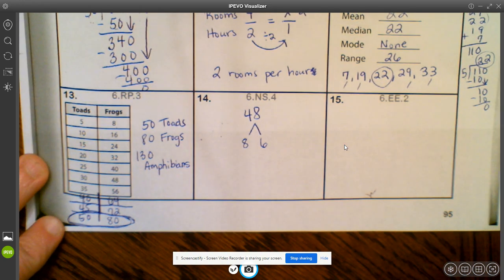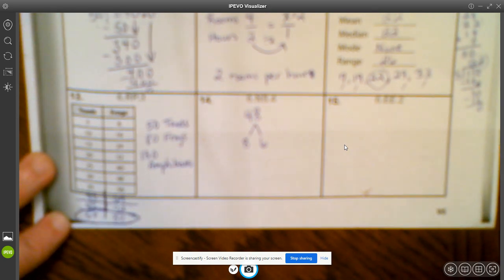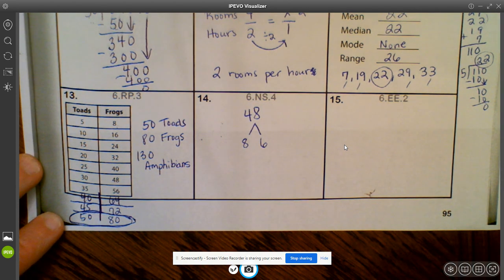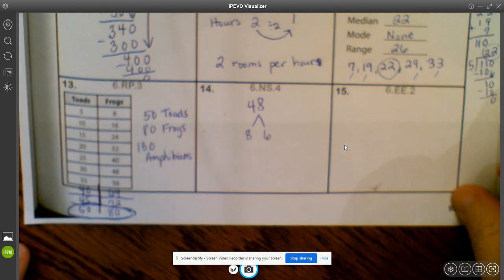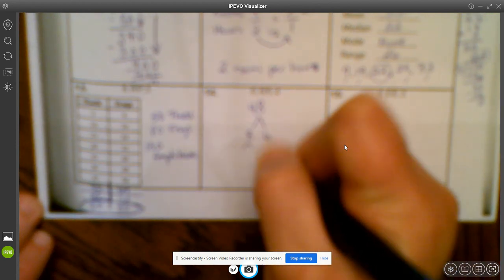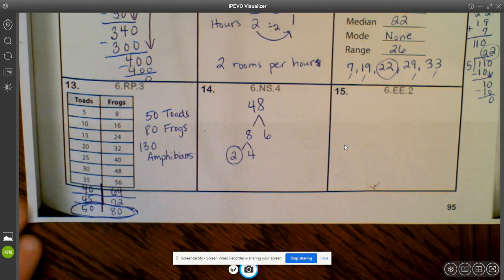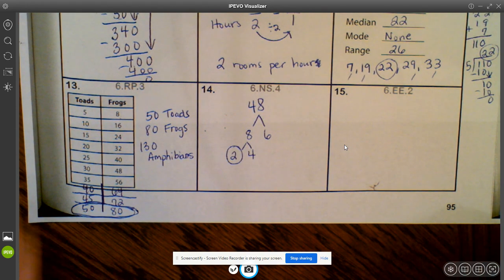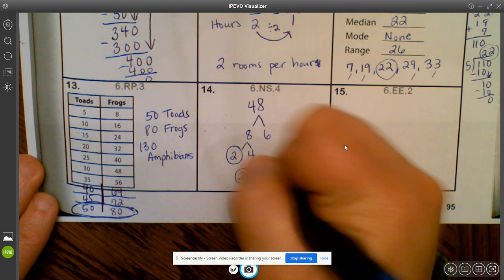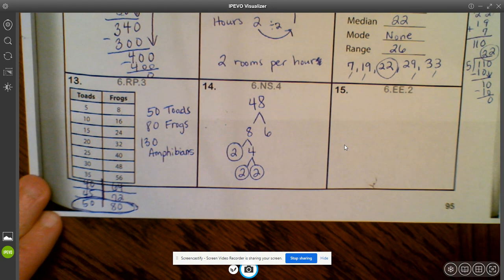So now I have to break those down if they are not prime numbers into prime numbers. And 8 and 6 are not prime numbers because they are divisible by other factors besides themselves and 1. So what two numbers multiply to equal 8? That would be 2 and 4. Now 2 is prime because it's only divisible by itself and 1. But 4 is not because it can be multiplied 2 times 2. So now those are prime numbers.